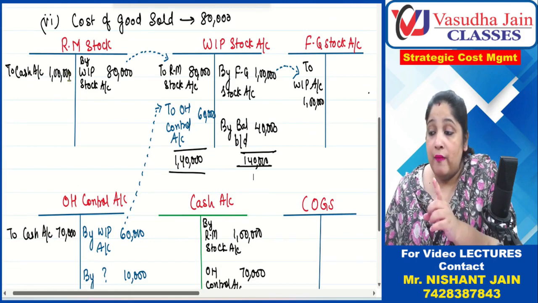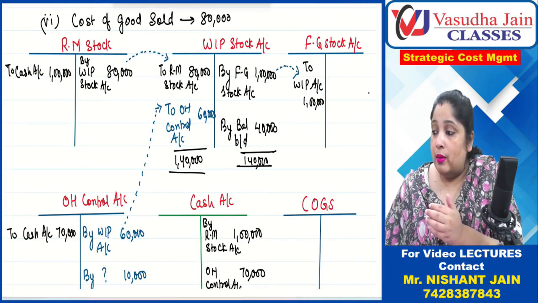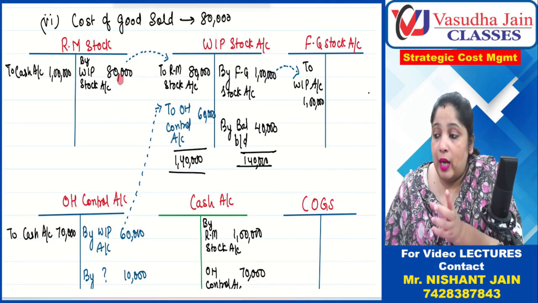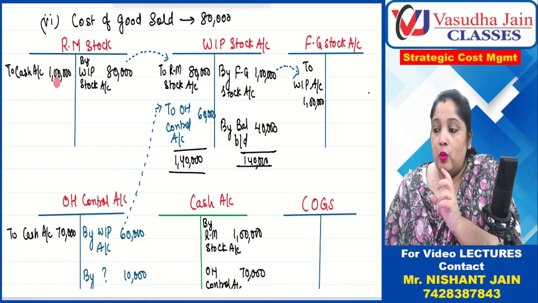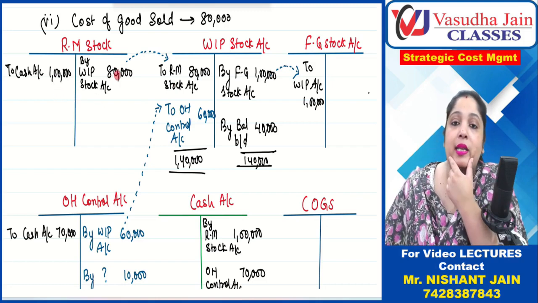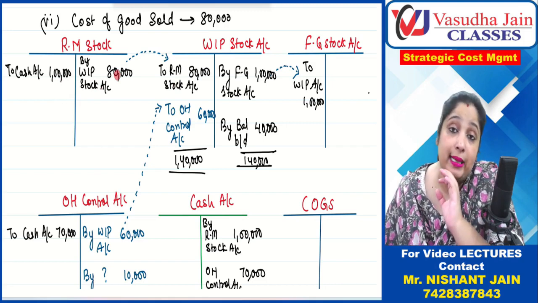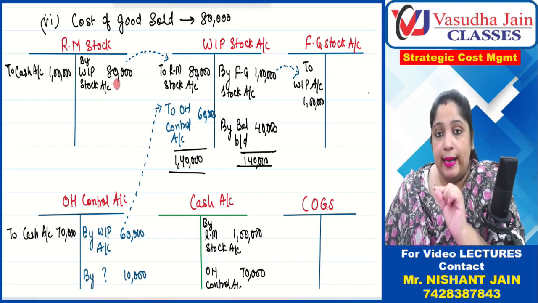Actual cost, even. Let me tell you, from here, please pay attention. From here, you have transferred 80,000 to work in progress. Supposedly, out of this 80,000, they have said that there is a price variance of 8,000. How much variance? 8,000. So that means adverse variance 8,000.